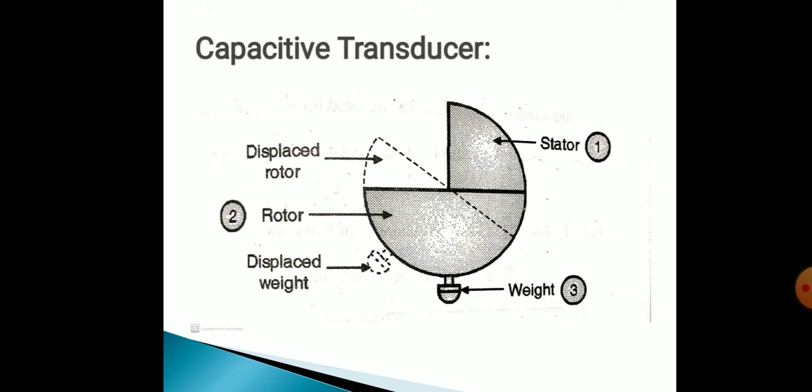A number of other configurations, like rectilinear type and diaphragm type capacitive transducers, are available. The rectilinear type is used for displacement measurement and the diaphragm type is used for pressure measurement.